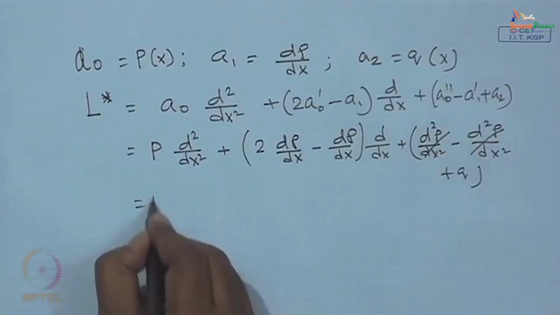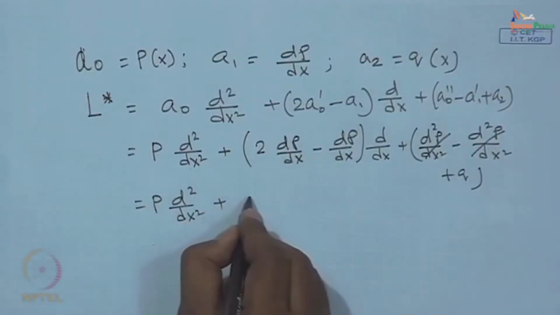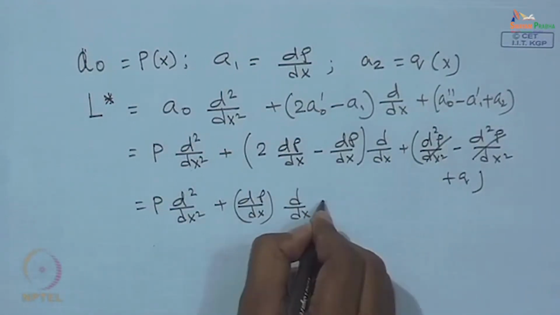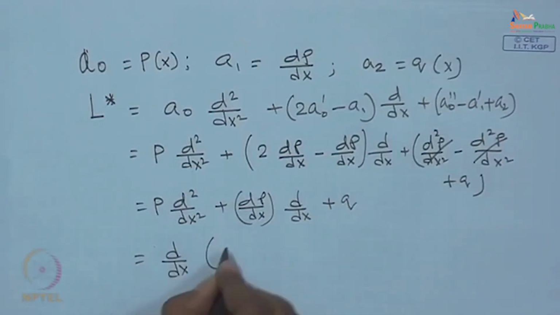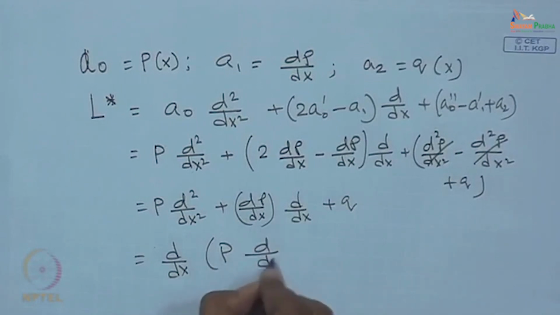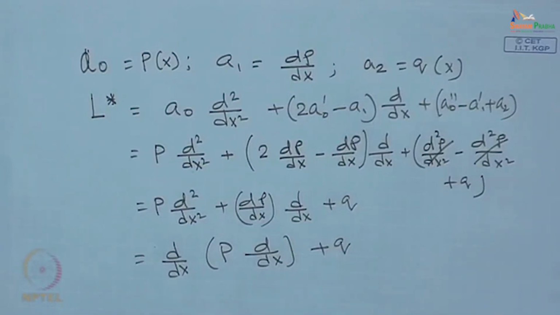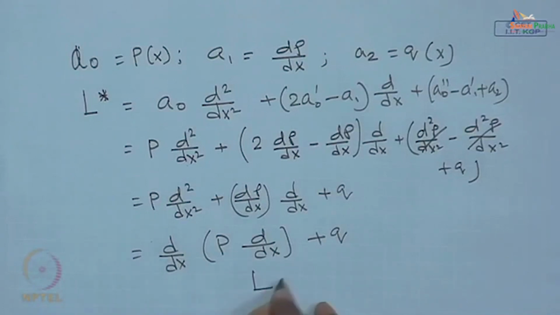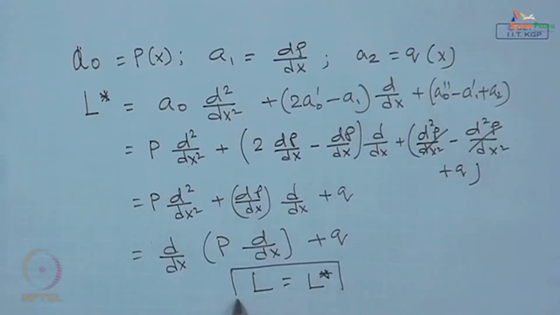So, you will be getting p d²/dx² plus dp/dx d/dx plus q. So, these will be d/dx multiplied by p d/dx plus q. Now, if you look into the earlier slide, we will be seeing that L is equal to L star in this particular problem. So, we are talking about a self adjoint operator.